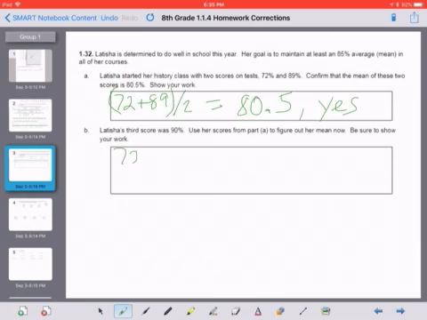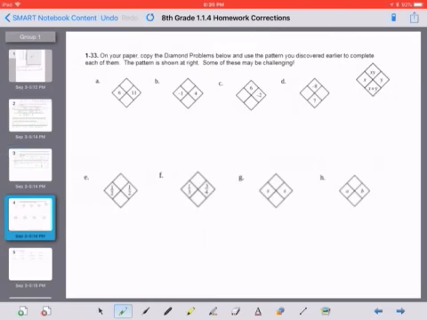So now we're going to do 72 plus 89 plus 90 and divide all of that by 3. And when we do that, we get an 83.3, or I think 0.6 repeating percent. So she's still not quite to where she wants to be, but she's pretty close.